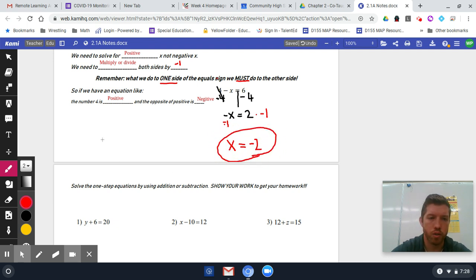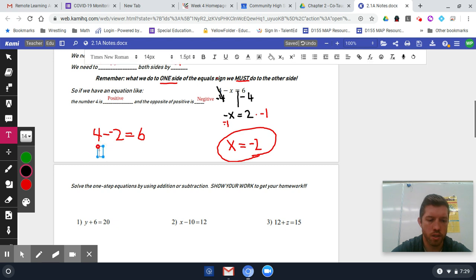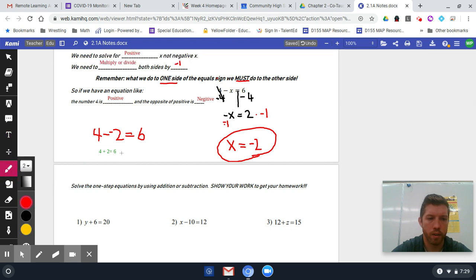We can check our answer really quick. 4 minus -2 equals 6. Well, we know when a negative and a minus are touching, that becomes a positive. So it is 4 plus 2. 4 plus 2 equals 6. And that is true. So we know we did our math correctly.